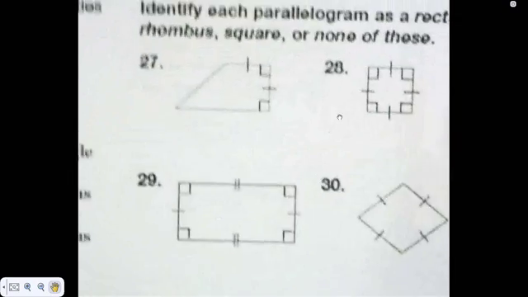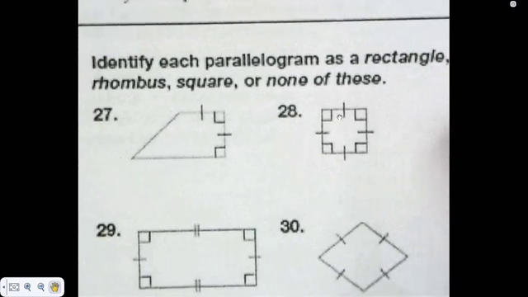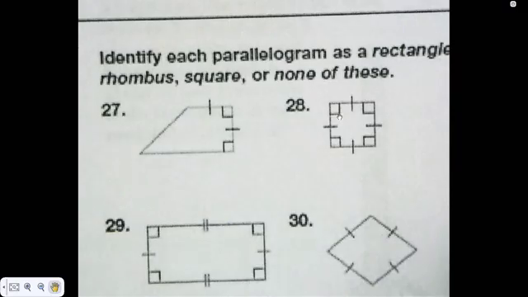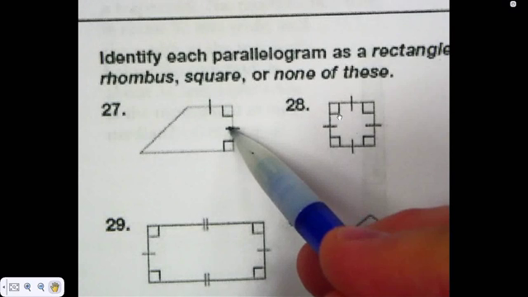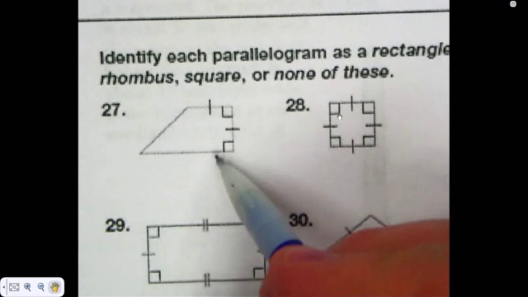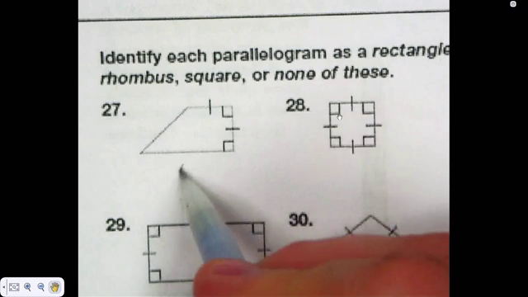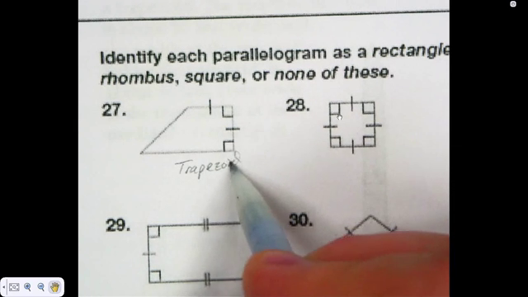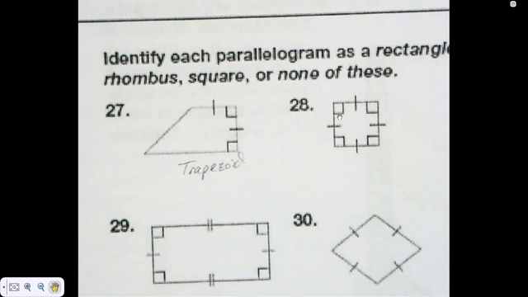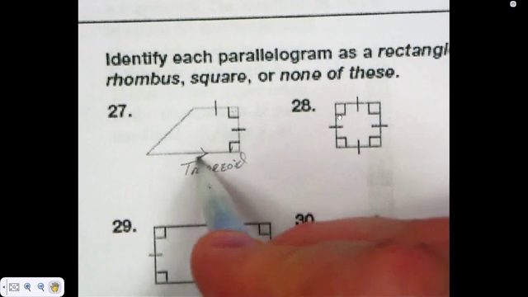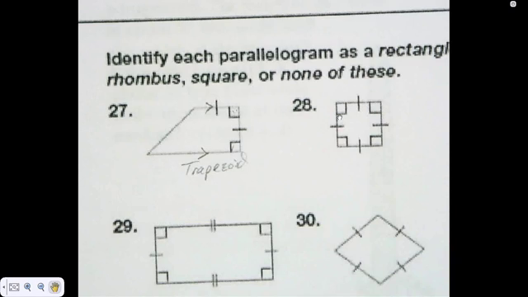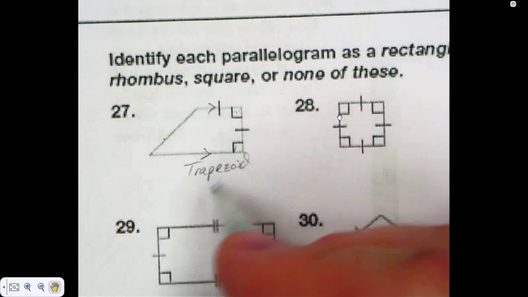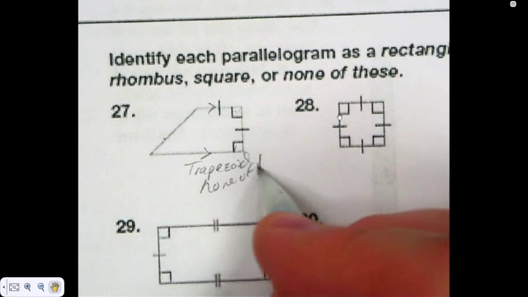Number 27. Identify the parallelograms of rectangle, rhombus, square, or none of these. What does that actually look like it is? I know they didn't ask for this, but this is a trapezoid. Goes out to 180, so that's parallel to that. And these aren't parallel. So that would be none of these.